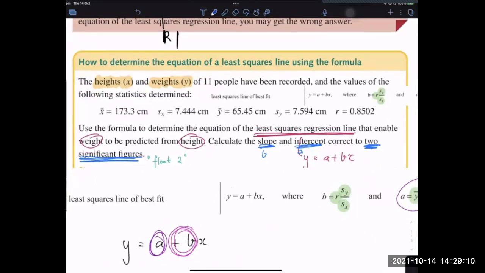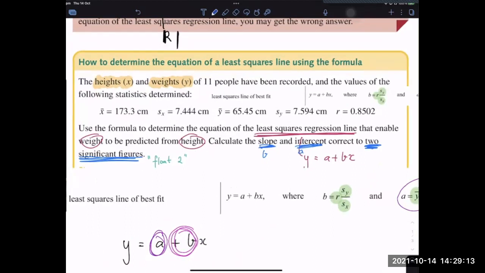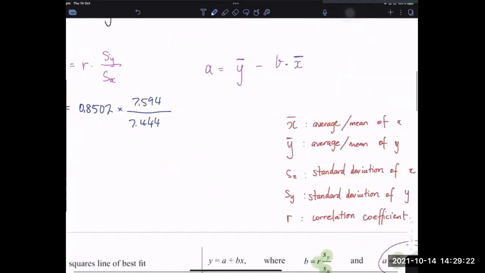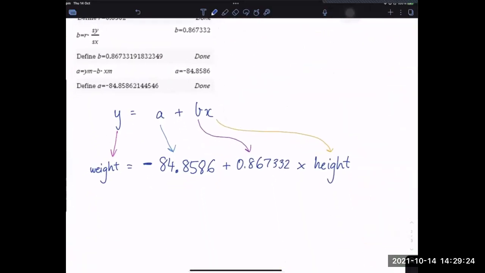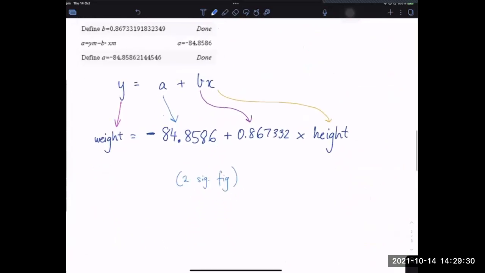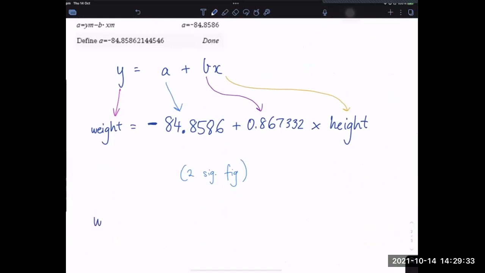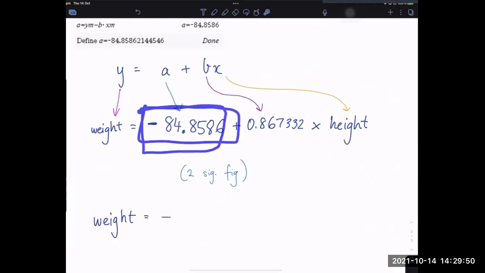What was the condition here? Two sig fig. Thank you, Daniel. So we need to change this to two significant figures. So let's rewrite weight equals negative. All right, how many significant figures if we pick two? Can you type it in the chat, please? For this first value here. Two significant figures.